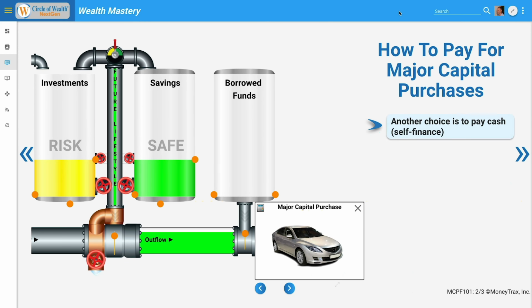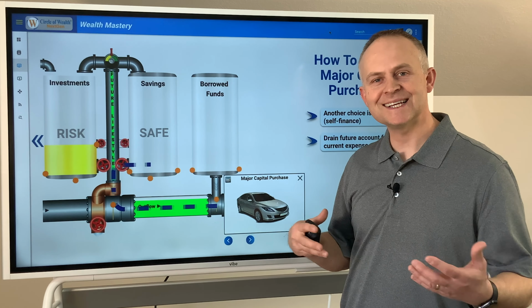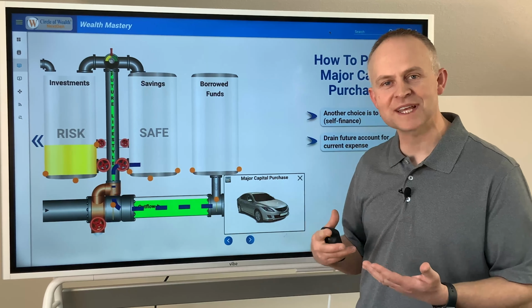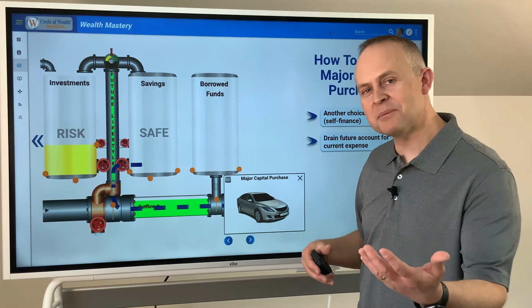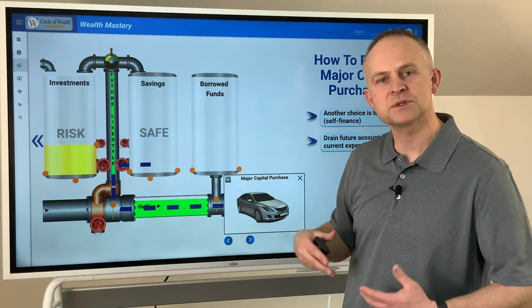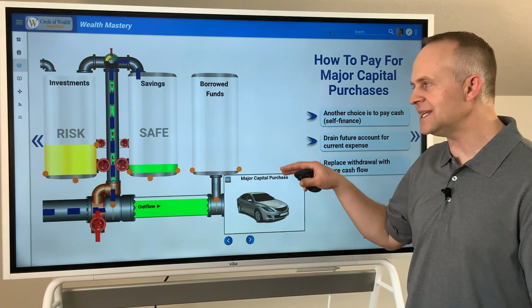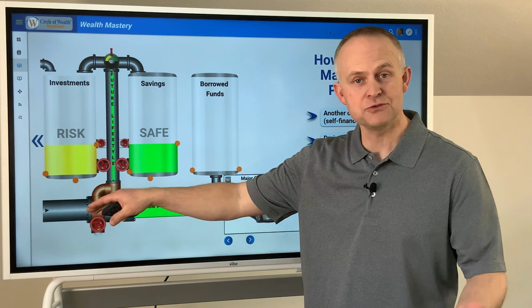Now, the second way to pay for these major capital purchases would be what we would call self-financing. Now, self-financing is when we actually pay cash or we drain our tank to pay for these major capital purchases. Like I said before, people get really excited when they can pay cash for a car, they can pay cash for the kids' college, whatever the case may be. They get really excited if they can afford it or if they've had enough money saved. But remember, this was our future lifestyle tank. This was money that we needed to live on in the future, and we've just drained it, which now means that we actually need to replace that so that we can have it in the future. We have to replace it with cash flow, future cash flow.